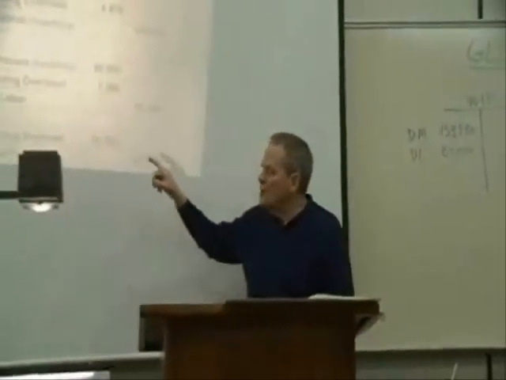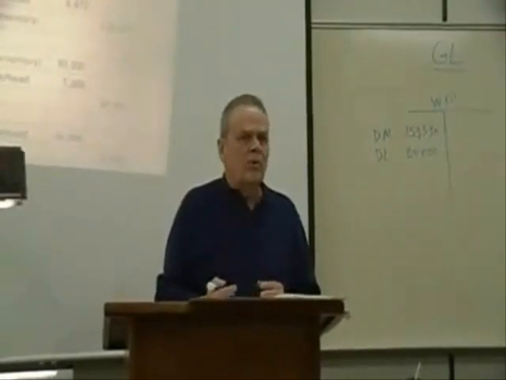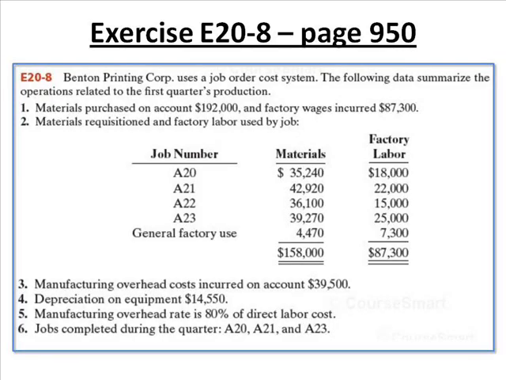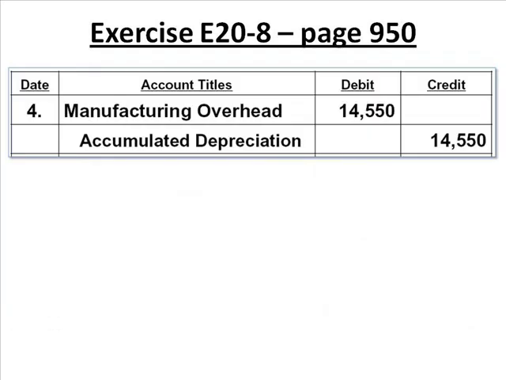Do those costs get posted to the job cost sheets right this minute? No. They don't. We don't know what portion of those belongs on each job. Let's see if we can figure that out. 4, depreciation on machinery and equipment, 14,550. I need a volunteer and I need a pass. I would debit manufacturing overhead for 14,550, and then credit accumulated depreciation for 14,000.